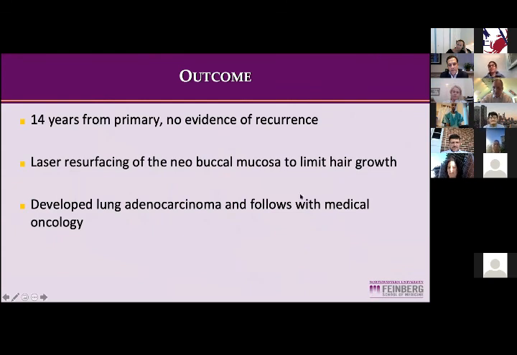Awesome job. Awesome case. Yeah, that was a great case. Thank you guys, everybody. I know we're a little bit over time, but I think these were some really nice cases and just kind of go through all the options that are available to us that aren't necessarily free flaps and when we would use them.